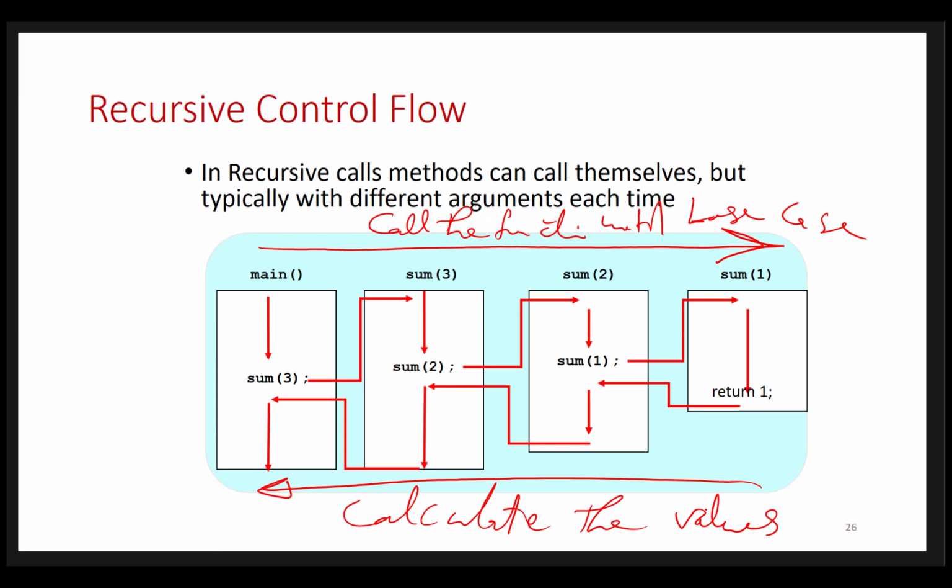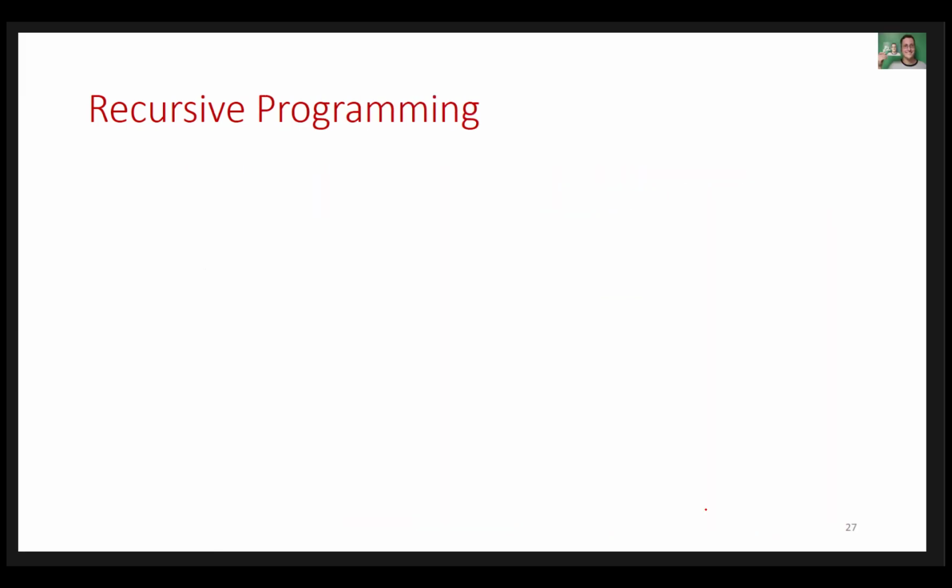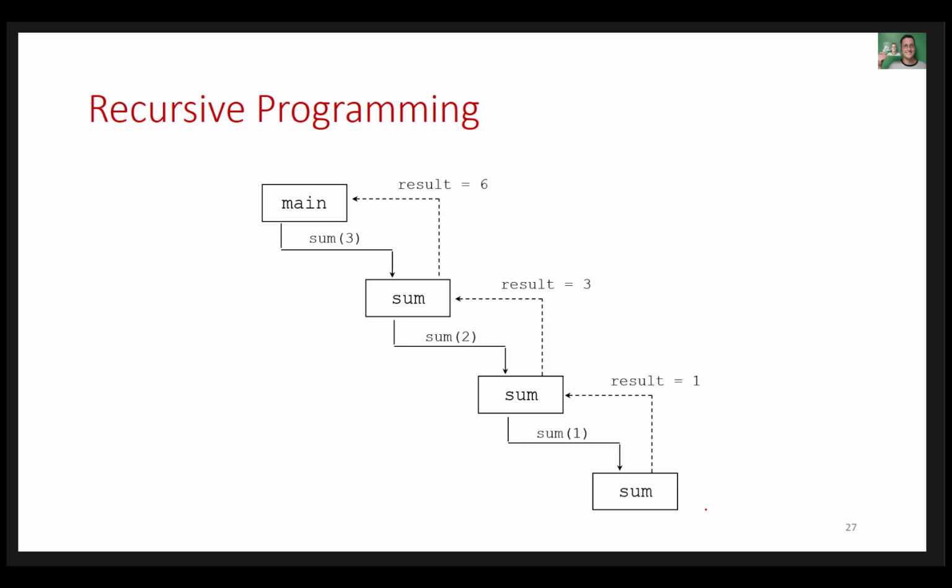Okay, so let's see another example here, which is the same thing. So this is the same thing, actually. So here's sum 3, sum 2, sum 1, and then returning back with the values until calculating the value here, which is 6.